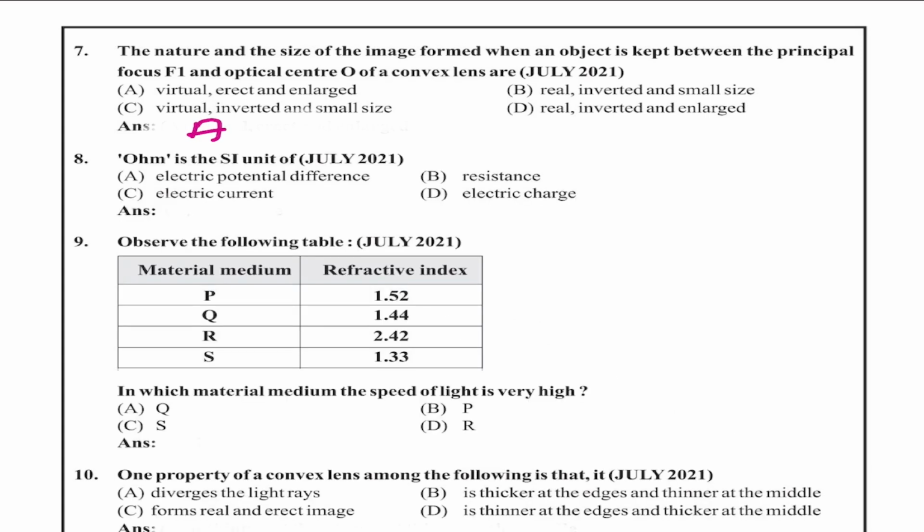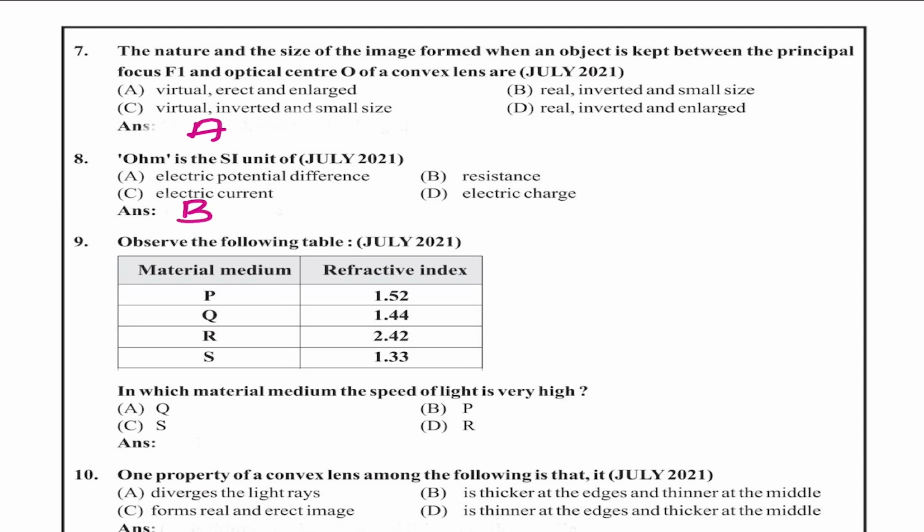Coming to the eighth question. Ohm is the SI unit of resistance. What is the SI unit of potential difference? It is V. Electric current, it is ampere. Electric charge, it is coulomb. Hence, the correct answer for eighth question is option B.